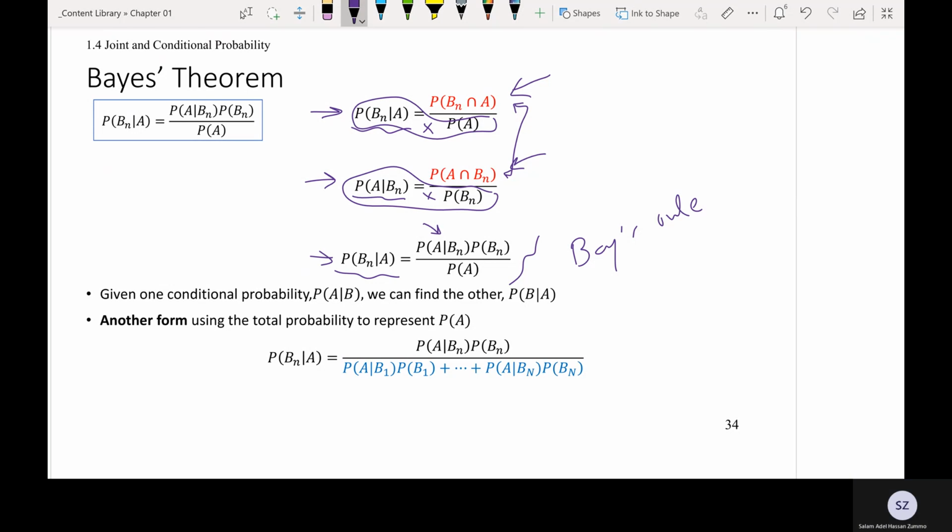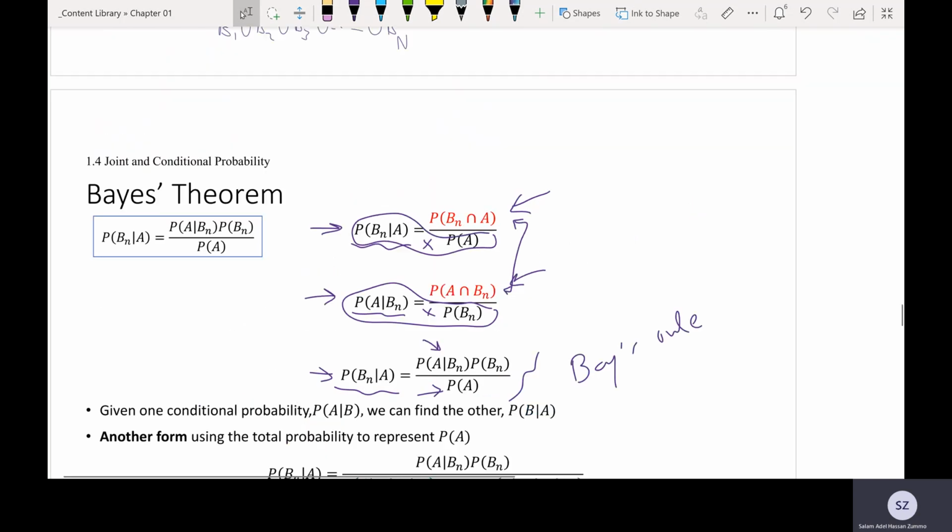Now, in many cases, as we will see in the next example, the probability of A here can be found using the total probability rule that we have done before. The probability of A would be the probability of A given B1 multiplied by the probability of B1, and so on, using the total probability law that we have already discussed.